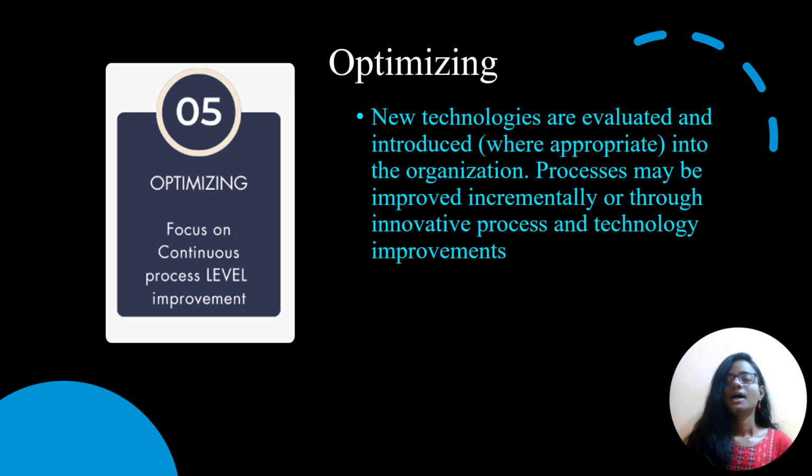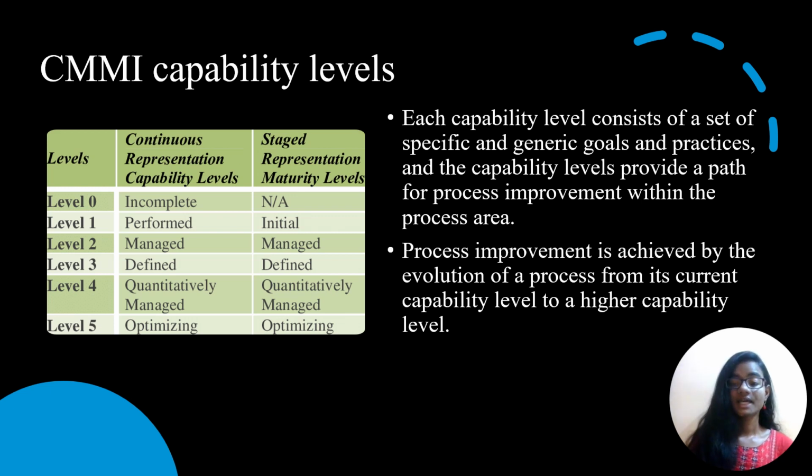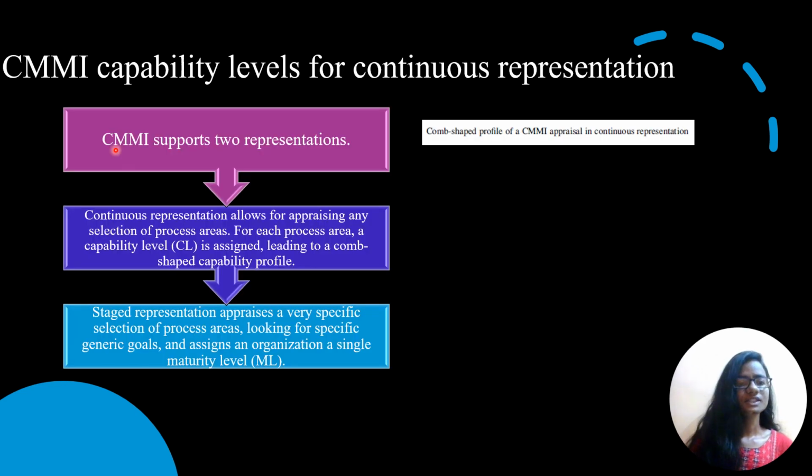Next is optimizing. In this particular level, the organization has a continuous process improvement culture in place, and the process will be improved based on the quantitative understanding of the variation. The main thing is that defect prevention activities will play an essential, important role in optimizing. We should find a way to optimize the process at this particular level so we can deliver a good process at the end.